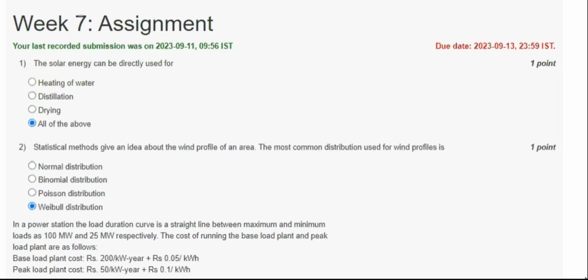So today we will discuss the solution of NPTEL assignment 7 of power plant engineering. So the last date of submission of this assignment is the 13th September 2023.